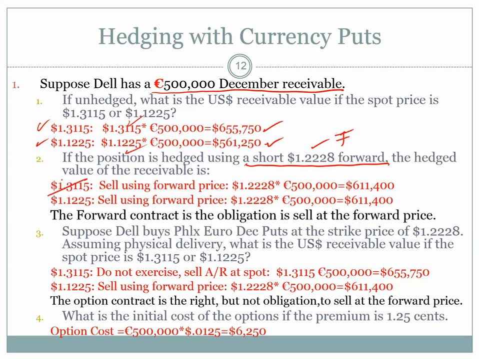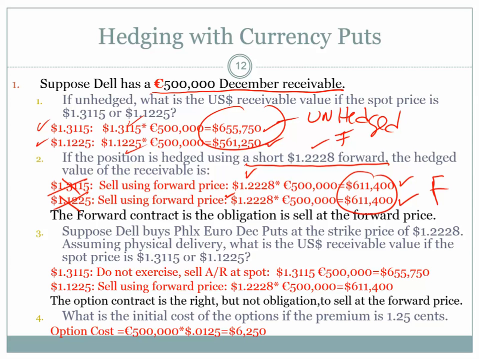In that case, it wouldn't matter what the exchange rate is. If the exchange rate's 130 or 112, it doesn't matter. They are locked in because they have to sell the euros at 122.28. So they have a guaranteed revenue of 611,400 using a forward contract to hedge versus an unhedged position.